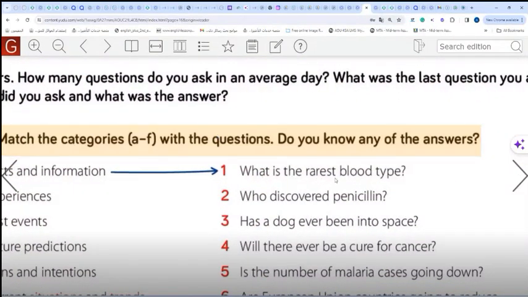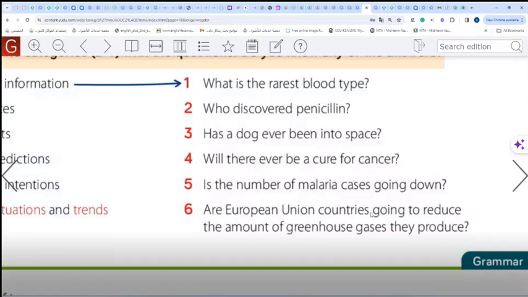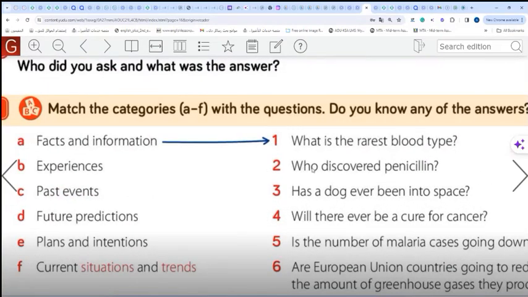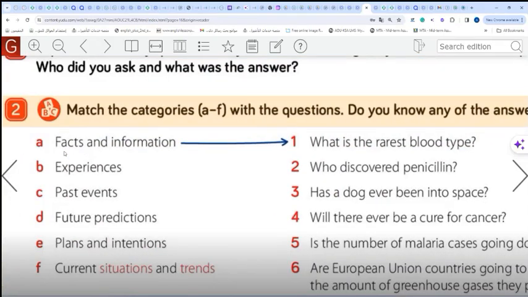What is the rarest blood type? Who discovered penicillin? Has a dog ever been into space? Will there ever be a cure for cancer? Number 5, is the number of malaria cases going down? Number 6, are European Union countries going to reduce the amount of greenhouse gases they produce? When you see questions like these, try to match. When I say which one expresses facts and information, of course the first one.